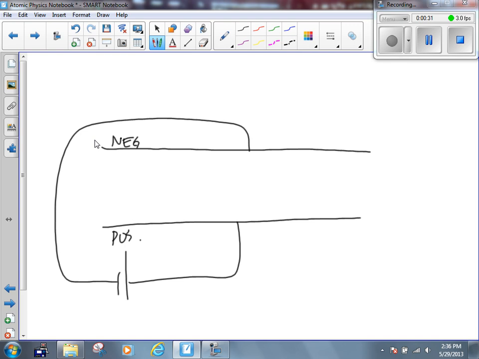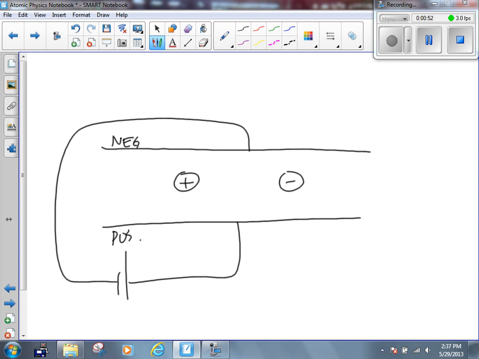You guys remember how this went, right? You get these two charged plates, you inject these tiny little oil droplets in between these plates, these atomized oil droplets, these droplets that are really, really small, and they're charged. Some of them are charged positively, and some of them are charged negatively.